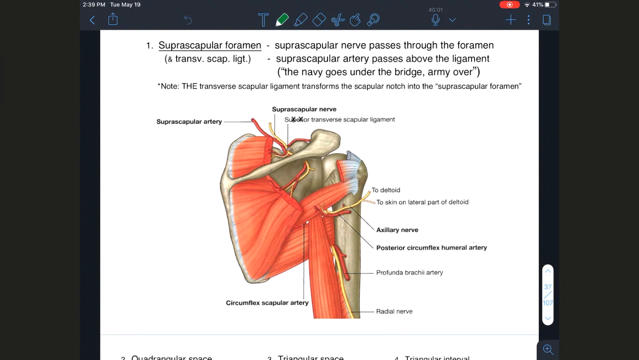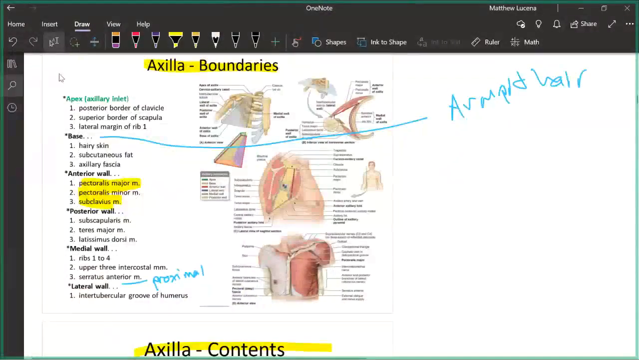Can you repeat the posterior wall one more time, please? Yeah, no problem. The posterior wall is the subscapularis, teres major, and latissimus dorsi. This is the slide that I'm referencing, from our class slides.